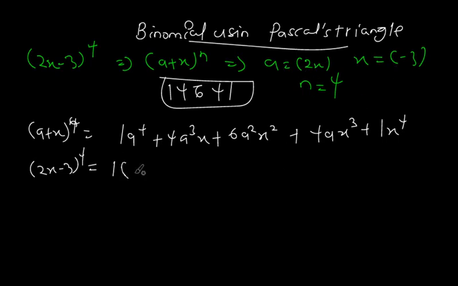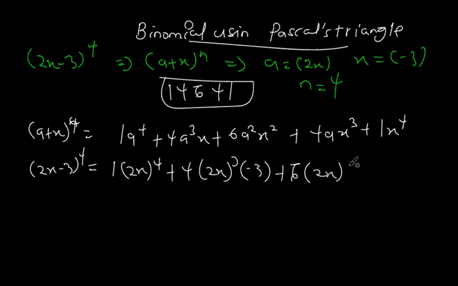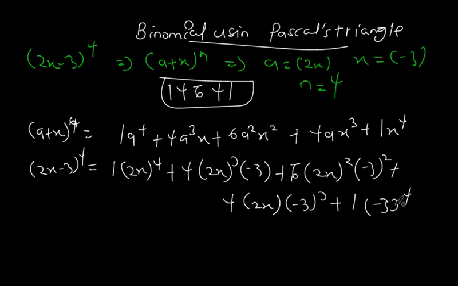So we have 1 into bracket, the a is 2x, so 2x power 4, plus 4 into bracket 2x cubed, the x is negative 3, then plus 6 2x squared, then negative 3 squared, plus 4 into bracket 2x, then negative 3 cubed, plus 1 into bracket negative 3 raised to the power 4.